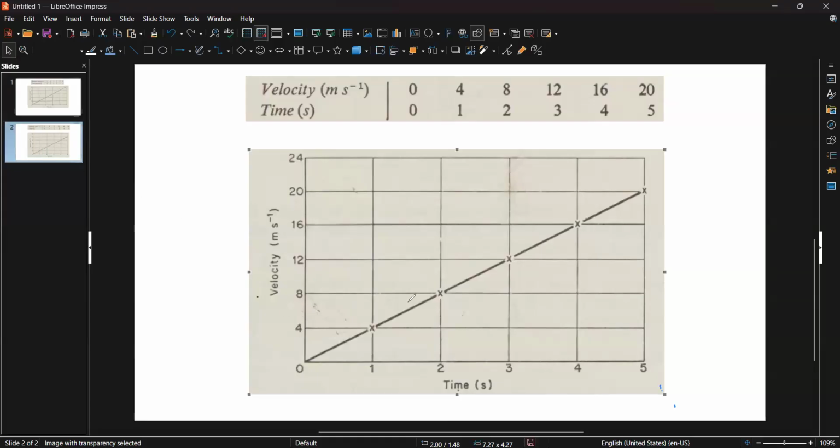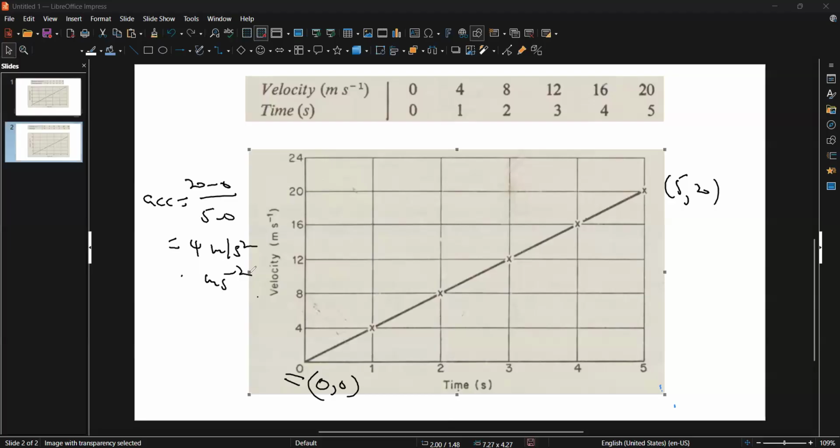So maybe I'll take a point. All right, I can take the origin here, 0, 0. And then maybe I can take the biggest point here. What is this? 5, 20, right? So acceleration then is equal to (20 minus 0) over (5 minus 0), which is 4 meters per second squared, right? If you want to write it as m/s², that's up to you. So the acceleration is equal to the gradient of this graph.